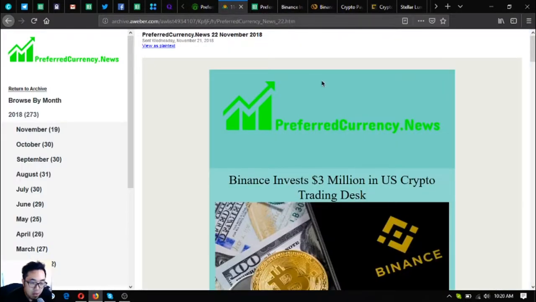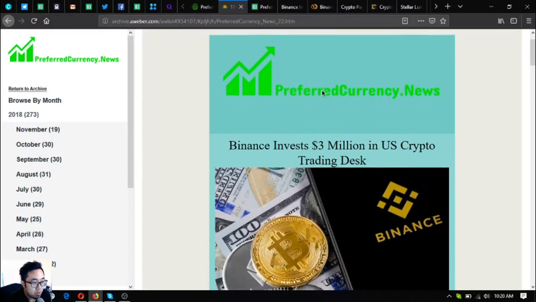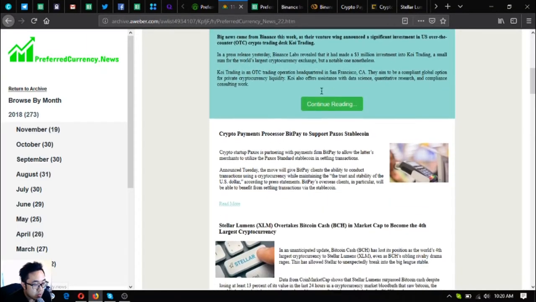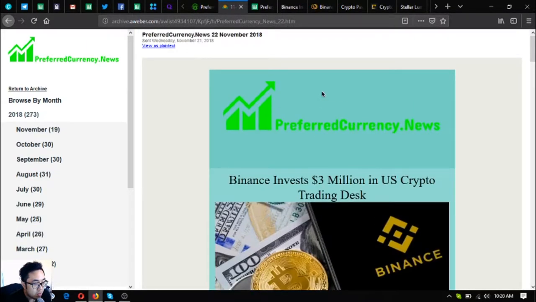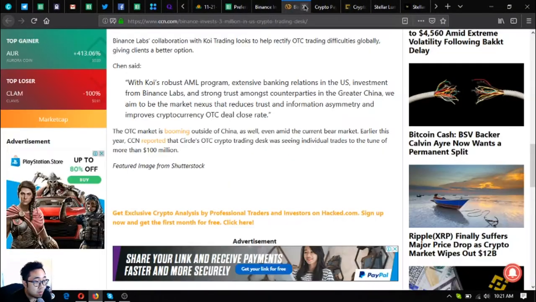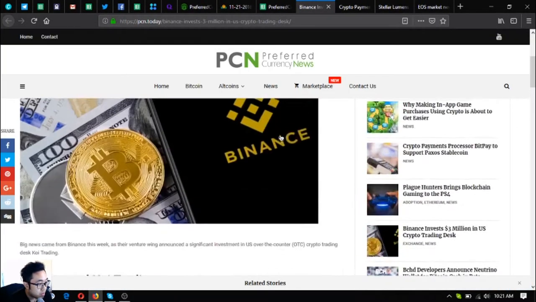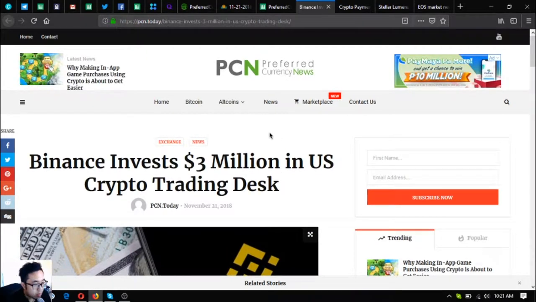So this is the newsletter that the subscribers received some hours ago, and the first ones that you're going to see are the news updates. All right, so I'm going to read these news updates. Okay, so here it is. So let's start. Binance invests $3 million in US crypto trading desk. Okay, so this is very, very good news.